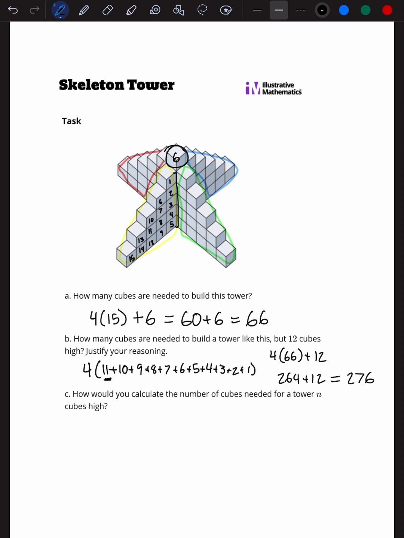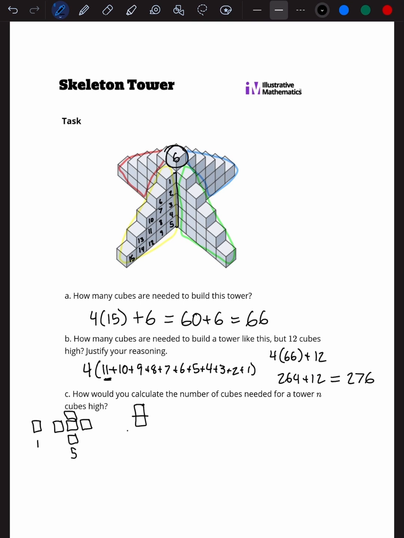Now moving on to part C, we get asked, how would you calculate the number of cubes needed for a tower n cubes high? So this one we're going to be making a formula. And we know that when we look at one cube above, we have 1. When we look at one cube above and we have 1 sticking out from each side, we have 5.